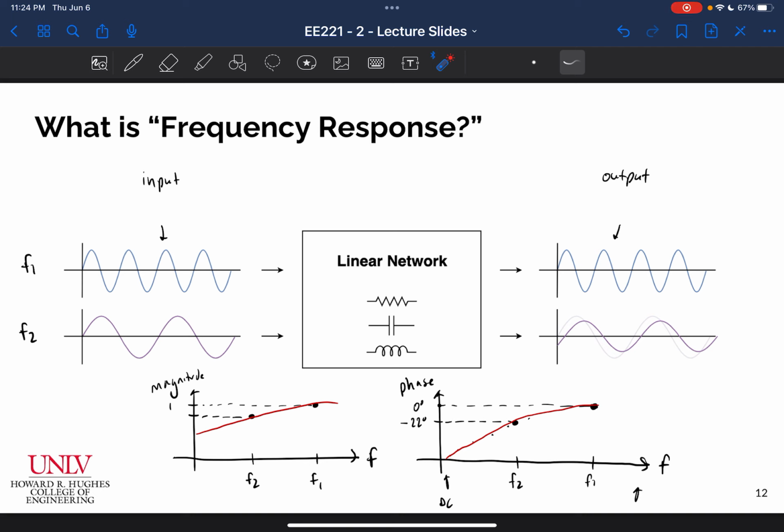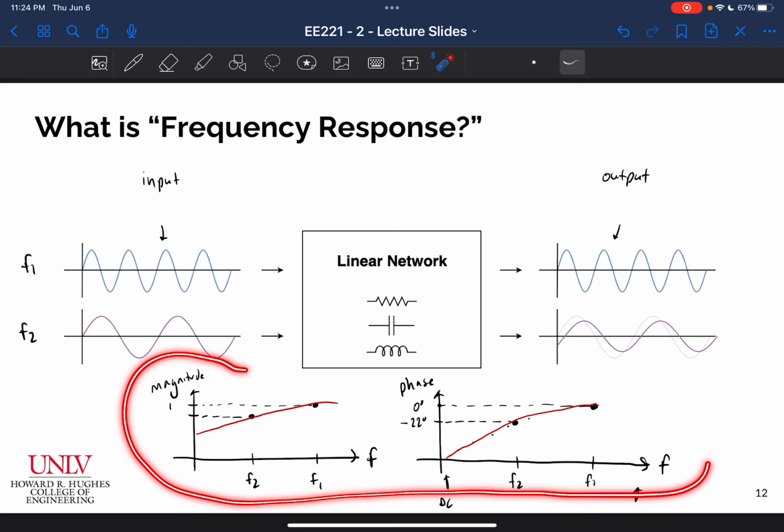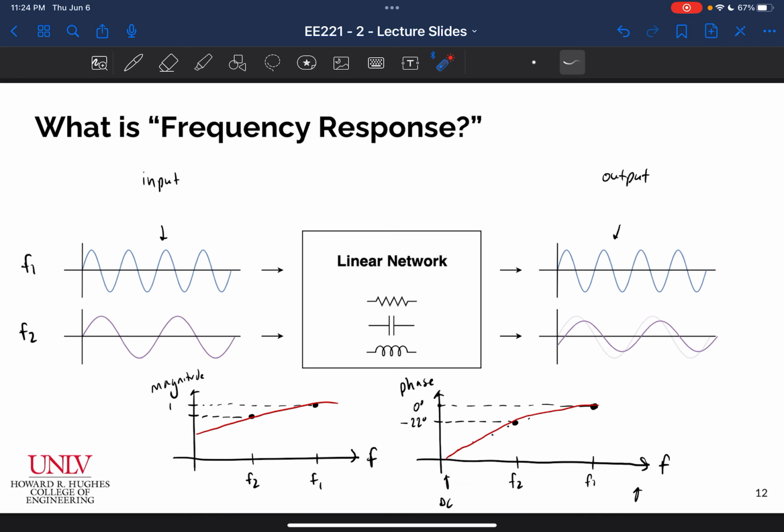Okay, so I'm going to go ahead and end this video right here. And in the next video, I'm going to get into how we obtain this frequency response that I've been talking about. So I've basically shown that the frequency response is these two plots, one for the magnitude and one for the phase angle as we change the frequency of our input. And moving forward, we're going to be using transfer functions and the things that we talked about at the beginning of this module to obtain the frequency response for the circuits that we are analyzing.